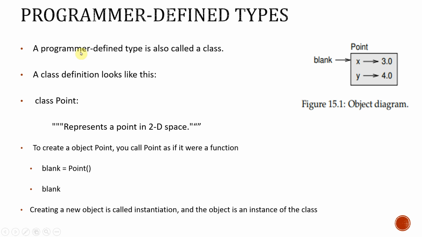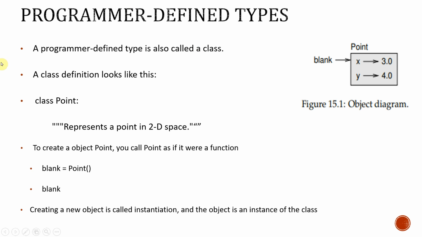That is what we are saying here: a programmer-defined type, which you can also call a class. About Python built-in types, we have seen in the previous module. So here we are seeing how we are going to define a new type, that is nothing but a programmer-defined type. That is nothing but how you can define a new class.